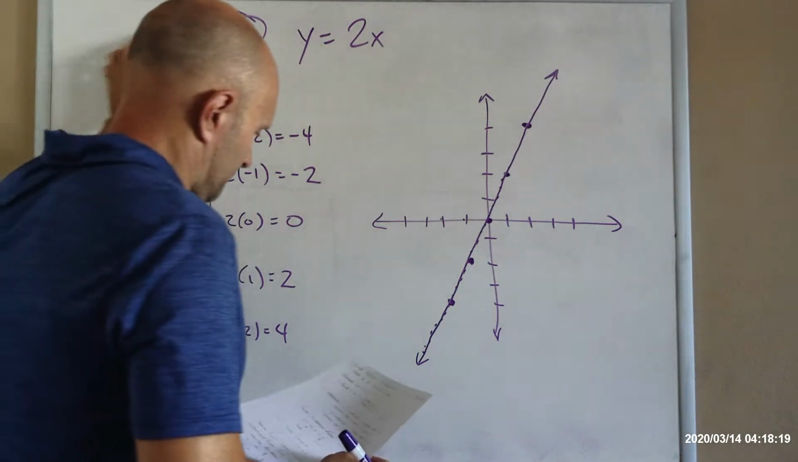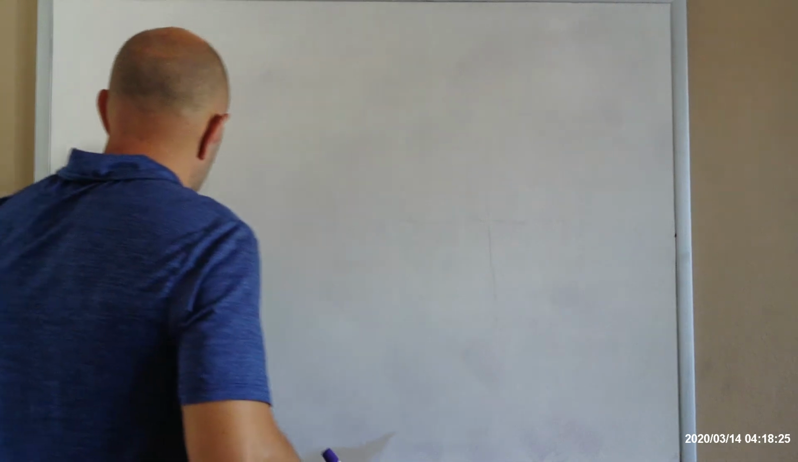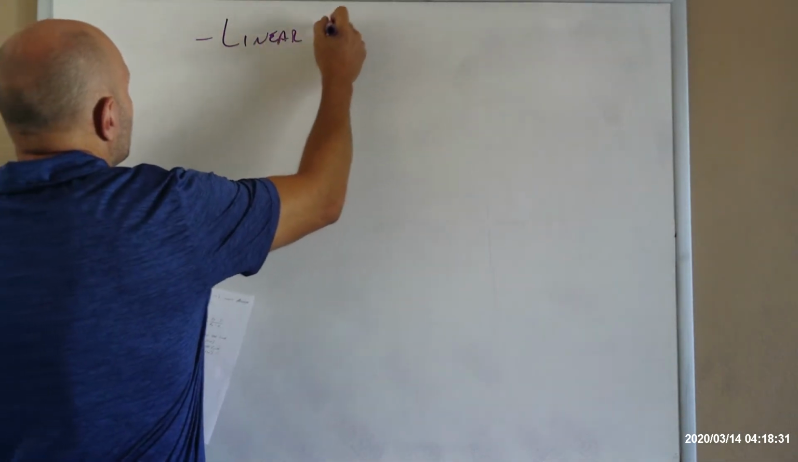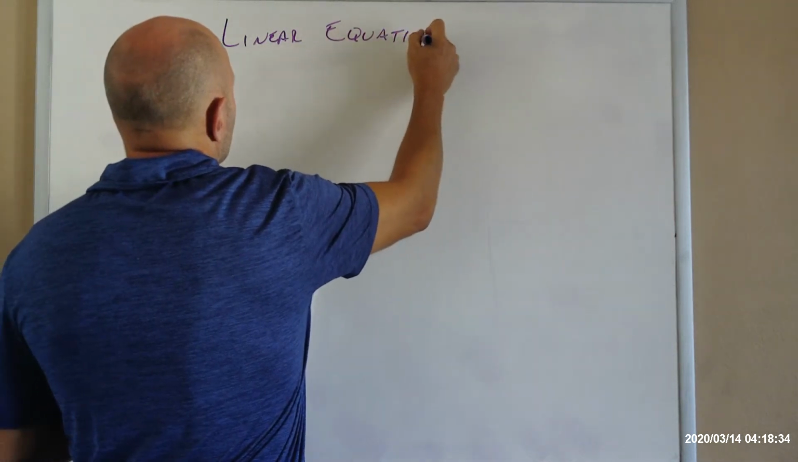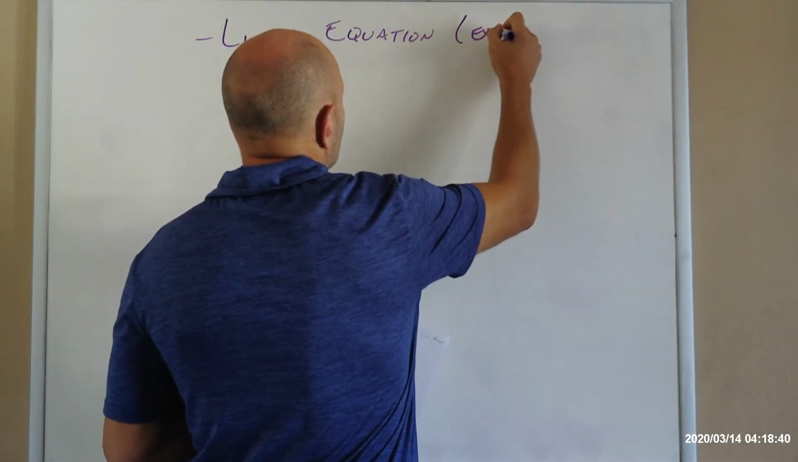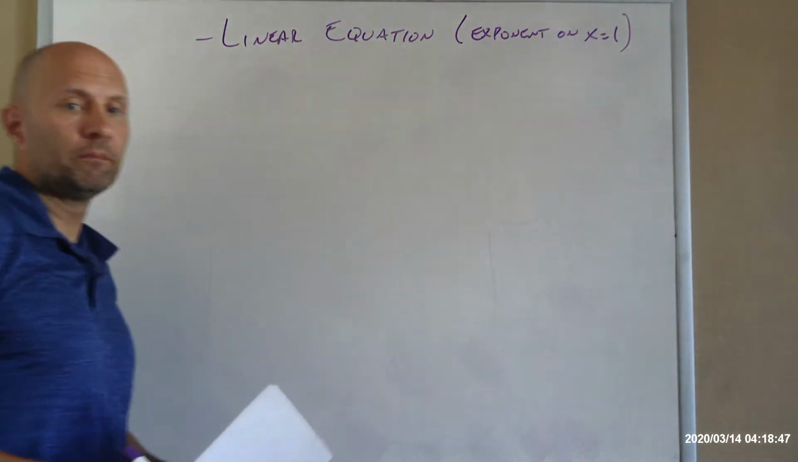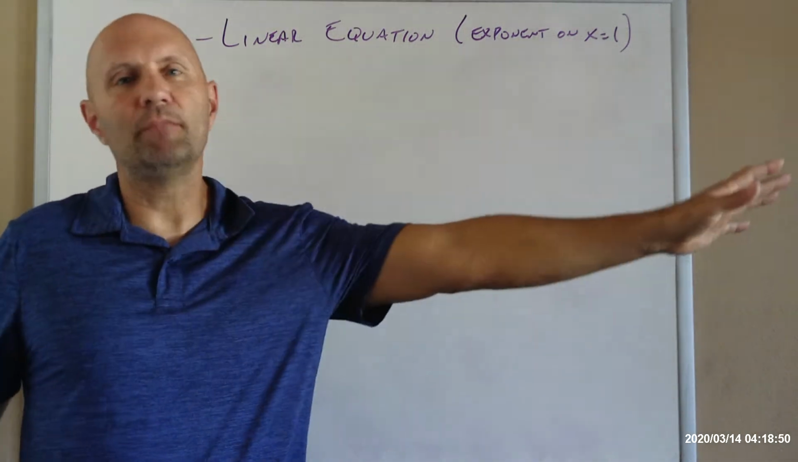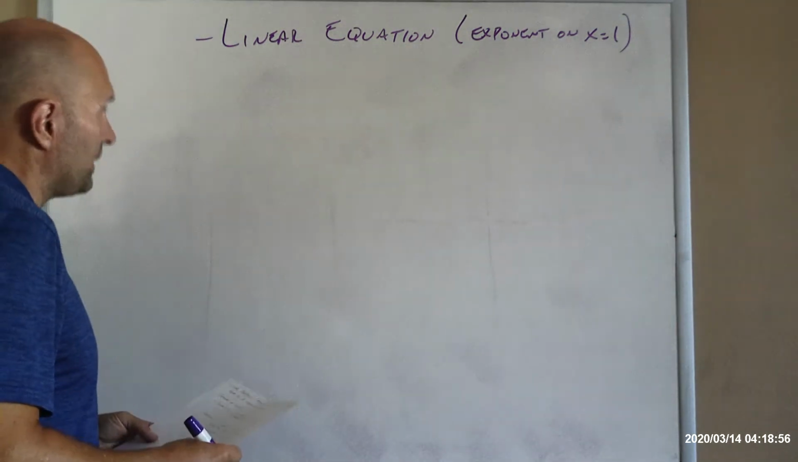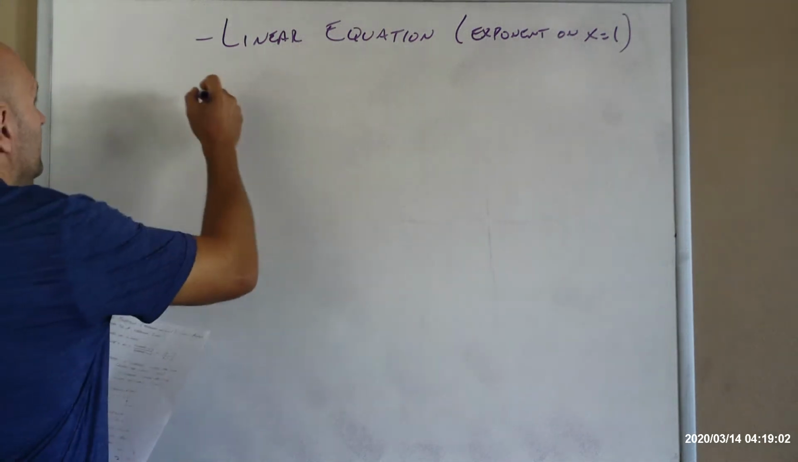Alright, so this that we just graphed drew a line, and therefore it's known as a linear equation. A linear equation means that the exponent on x is equal to 1. So if I have y equals any combination of x and numbers, as long as it's just x to the first power, it is a linear equation. It is always going to give us a straight line. Now, the features of these straight lines.